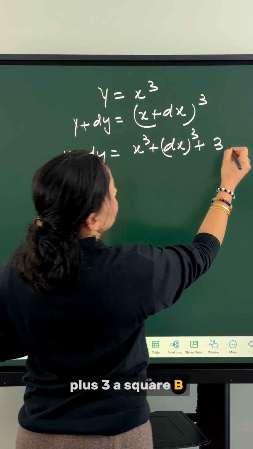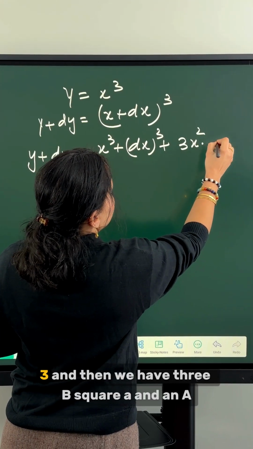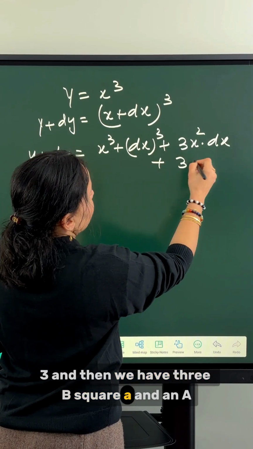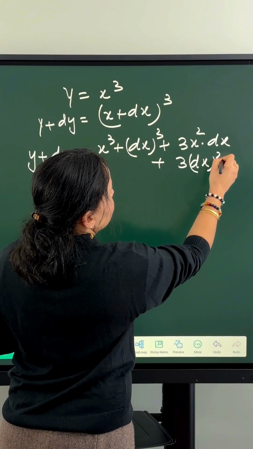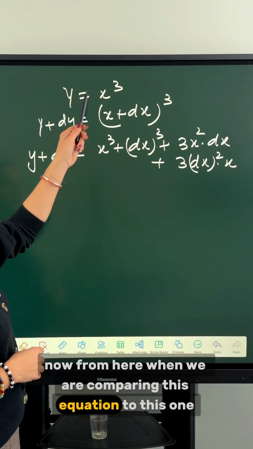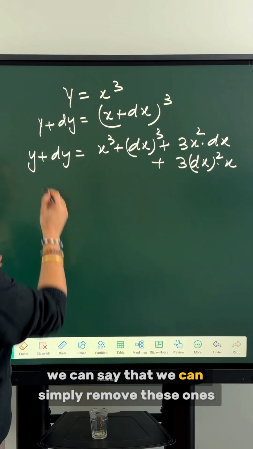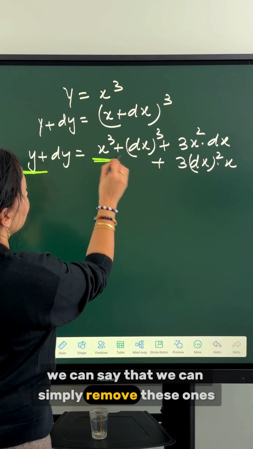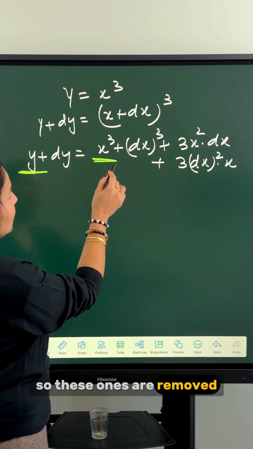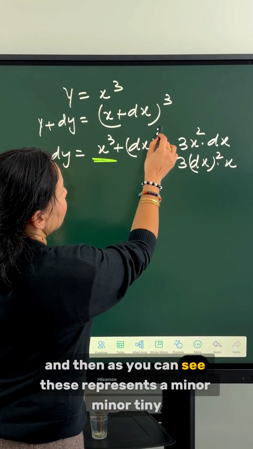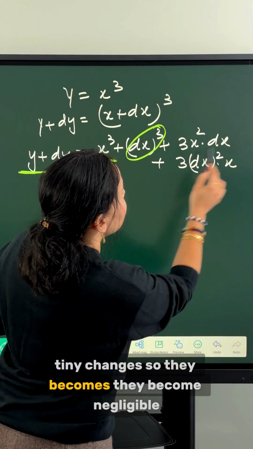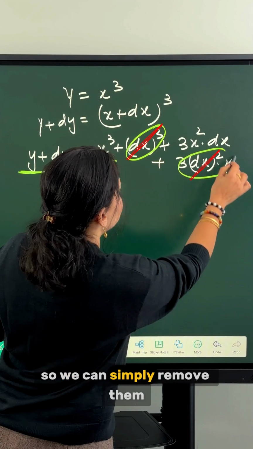3a squared b, and then we have 3b squared a, and then a. Now from here, when we are comparing this equation to this one, we can simply remove these ones because y is equal to x cubed. So these ones are removed, and then as you can see, these represent minor tiny changes, so they become negligible, so we can simply remove them.